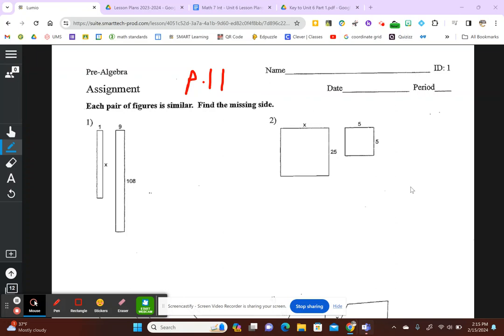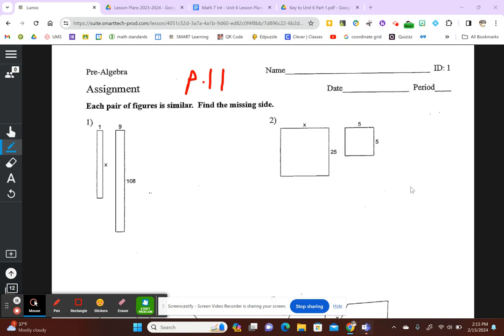Okay, so this is page 11, and on page 11, we're going to go over similar figures. Now, a similar figure is a figure whose angle measures are all congruent. Congruent means equal in measure, but whose sides are proportional. So they are very similar to scale models. They look like they are the same shape, exactly proportional, but one is bigger than the other.